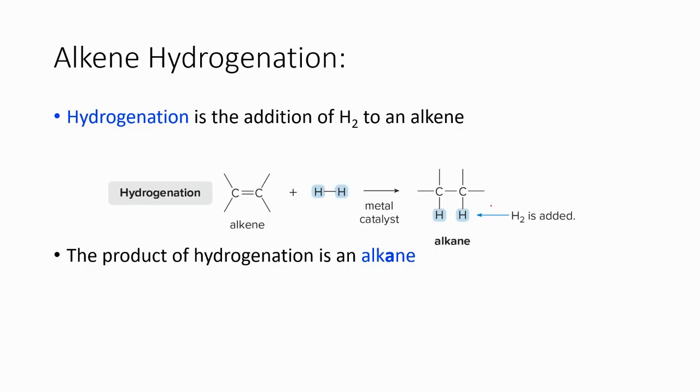So the first one we're going to talk about is hydrogenation, and that's this first one on your note paper. So we have our double bond. We're going to add hydrogen. And for this to happen, we have to have a metal catalyst. Otherwise, this won't happen, okay?